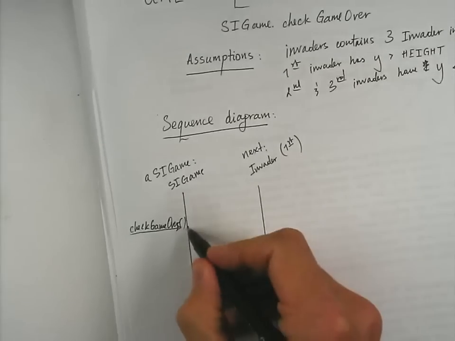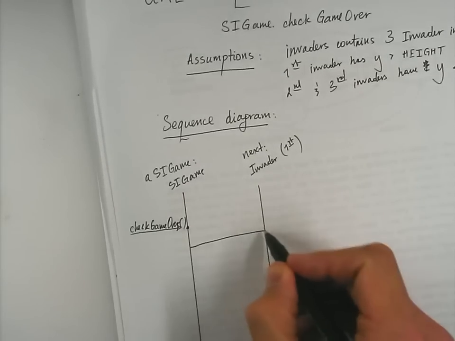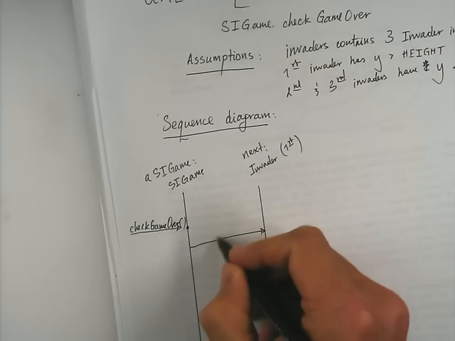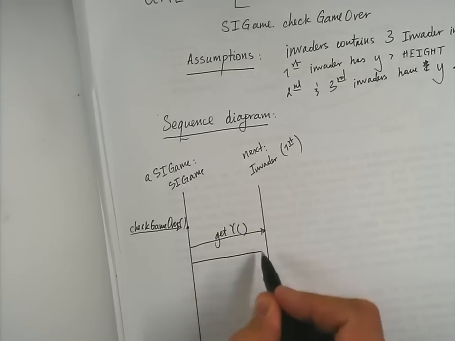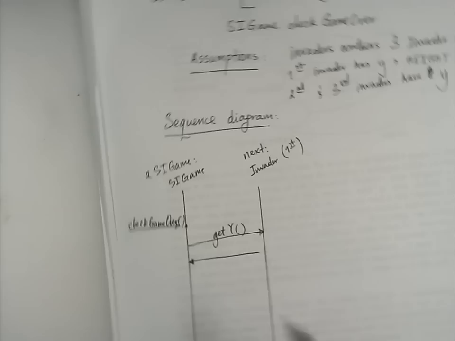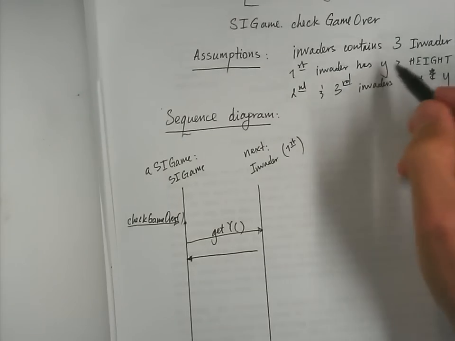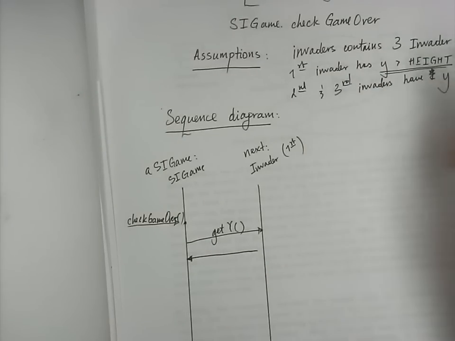Alright, so now I'm in this method. I have to call get y, and then I return back. Now, this is the first invader. By assumption, my y is greater than height. So I've executed this statement inside the if statement, so is game over is now true. You have to keep that in the back of your mind, because we're going to get to the point where we're going to use that knowledge.